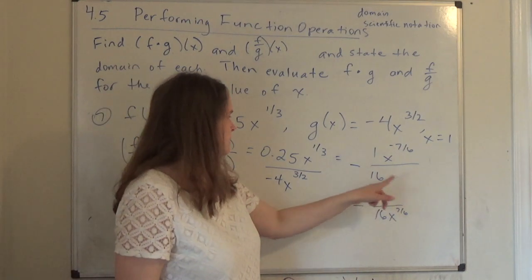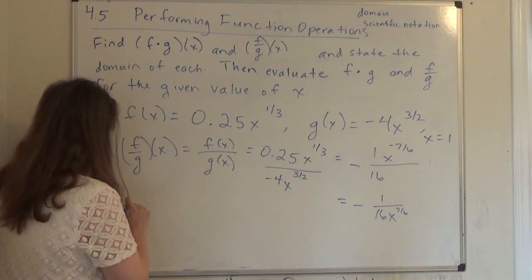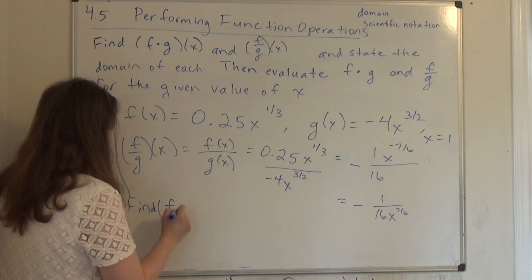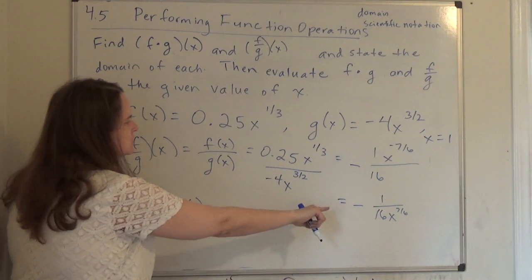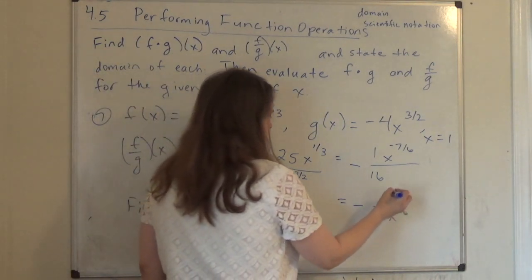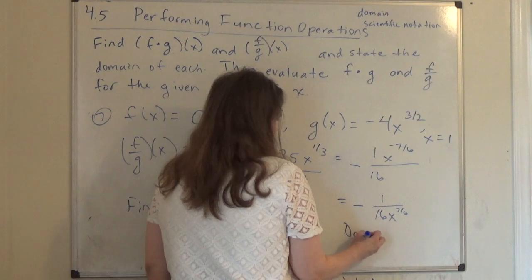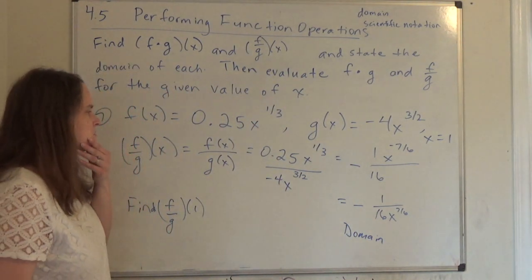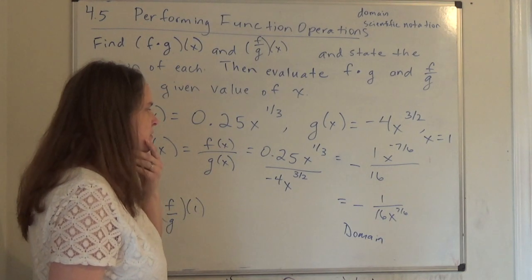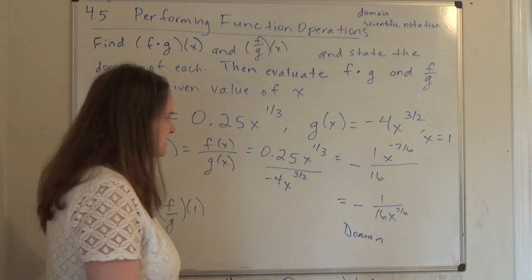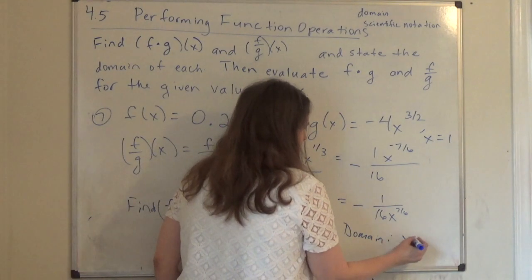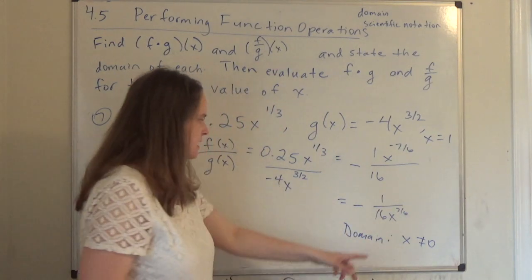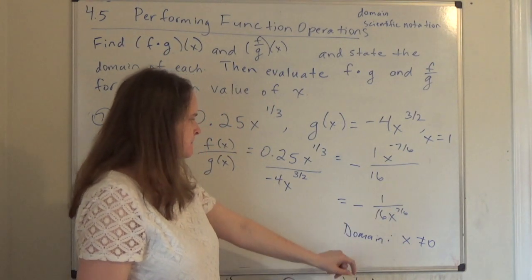So now we need to find f divided by g of 1. And I forgot I was supposed to do my domain there. What is the domain for this? You have to make sure that you do not have 0 in your denominator. So x cannot equal 0. Because if you do the 6th root of 0, you get 0. So you cannot have a 0 equal to x.